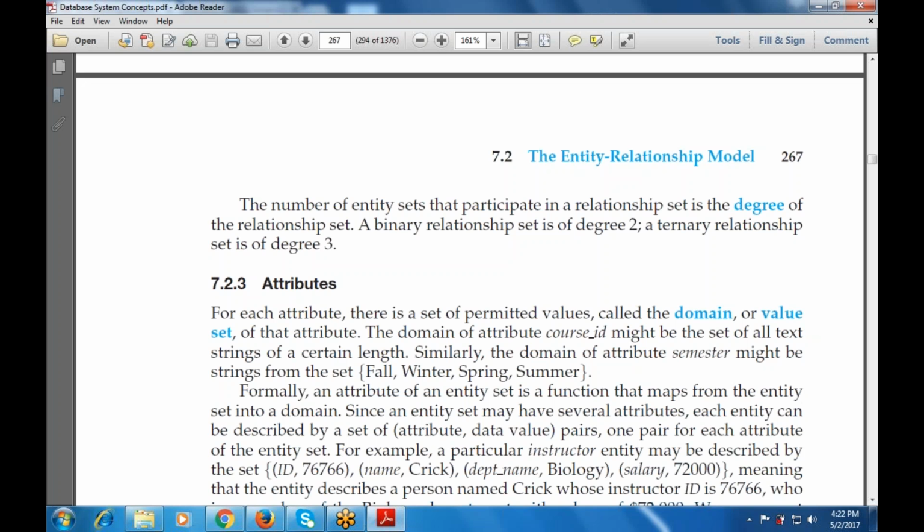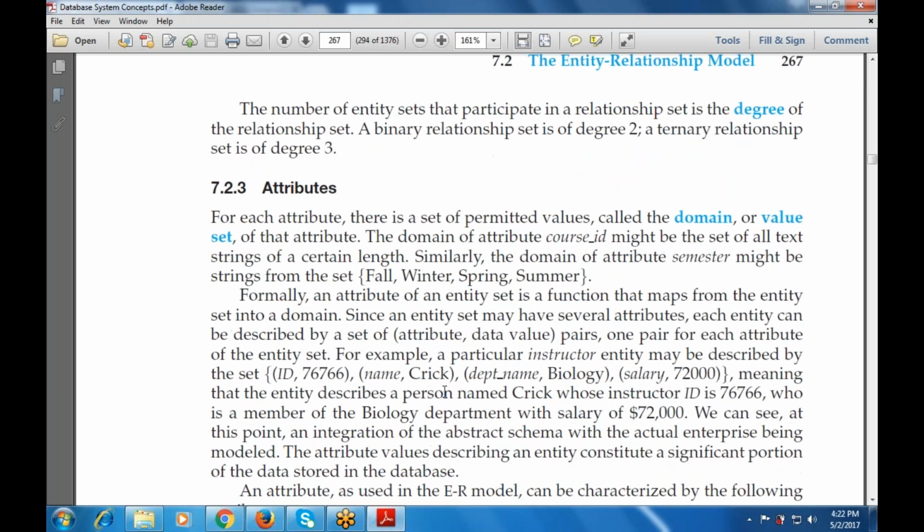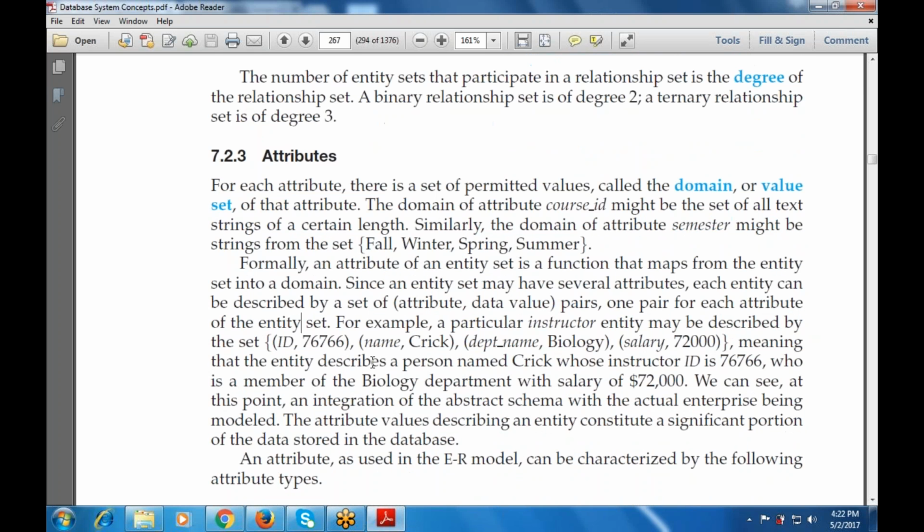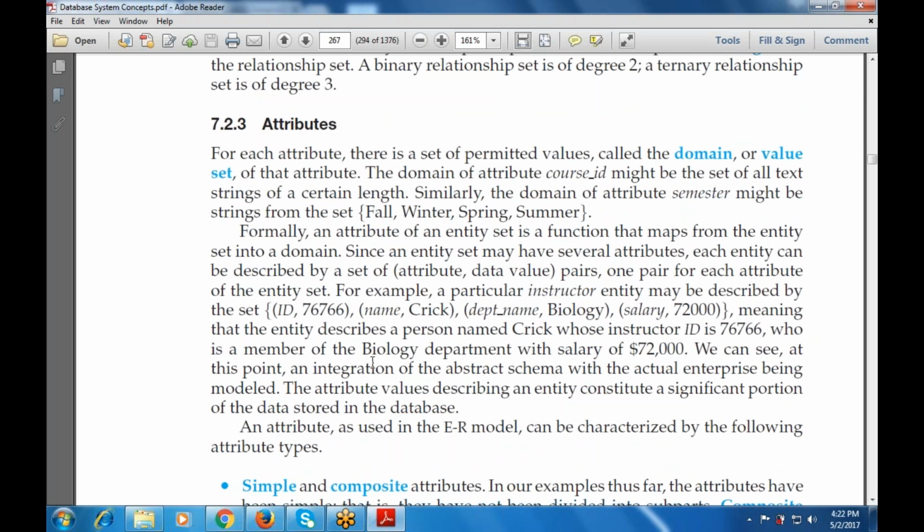An entity may have several attributes. Each entity can be described with a set of attribute and data value pairs, one pair for each attribute of the entity set. For example, a particular instructor entity may be described by the set ID 76766, name Crick, department name biology. That means the entity describes a person named Crick whose instructor ID is 76766, who is also a member of the biology department with a salary of 72,000 dollars.